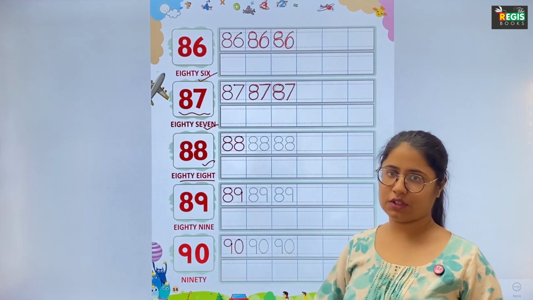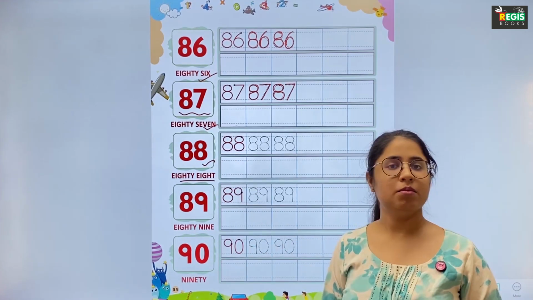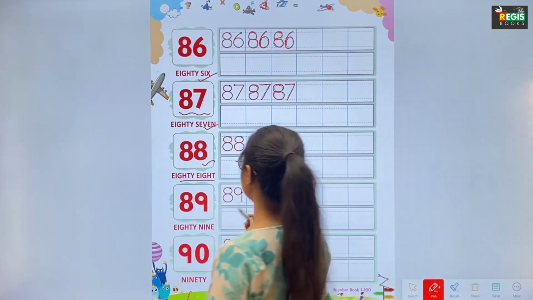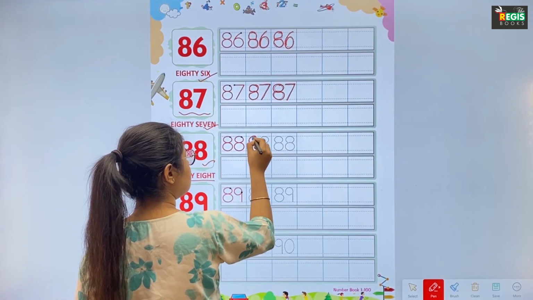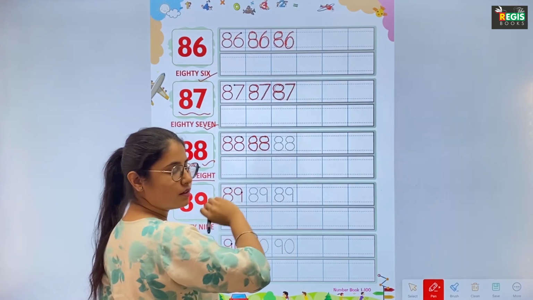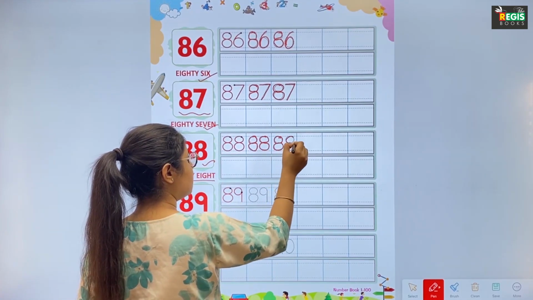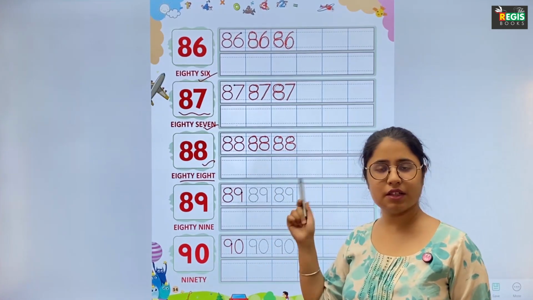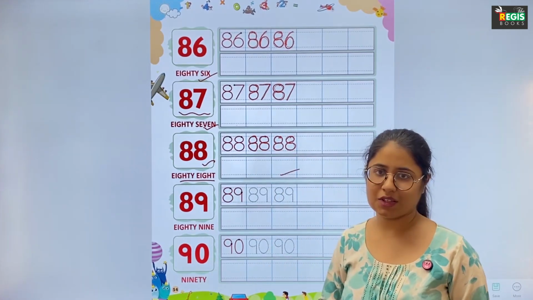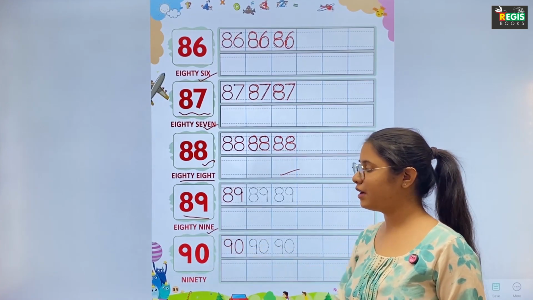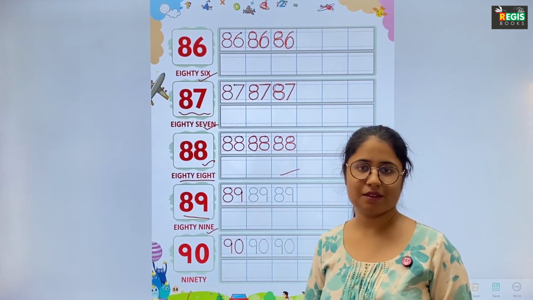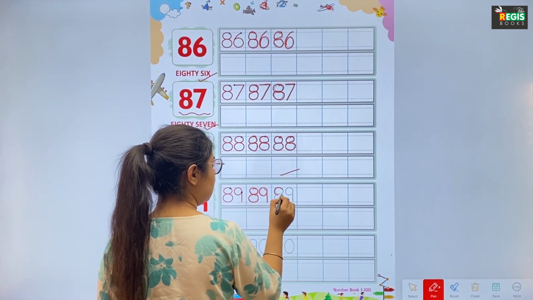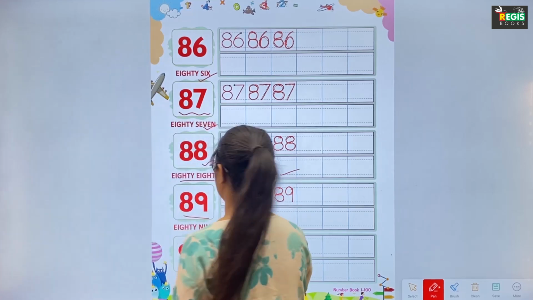88. We write the number 88 by writing 8 two times together. So let's practice with me. 88. So kids, similarly, now you will write the number 88 in the rest of the boxes to practice it. 89. 8 and 9 together. 89.